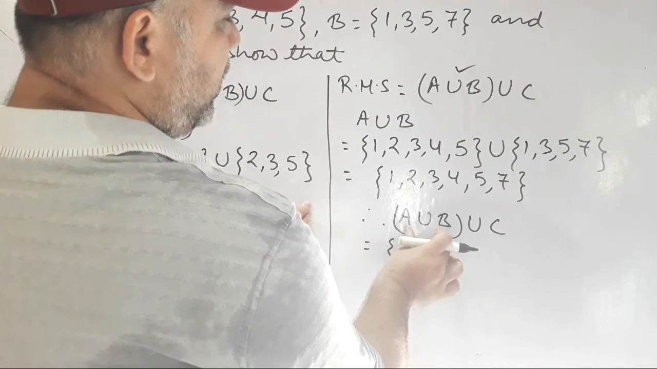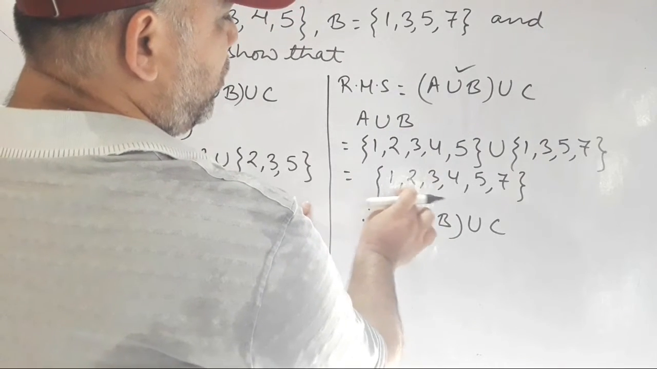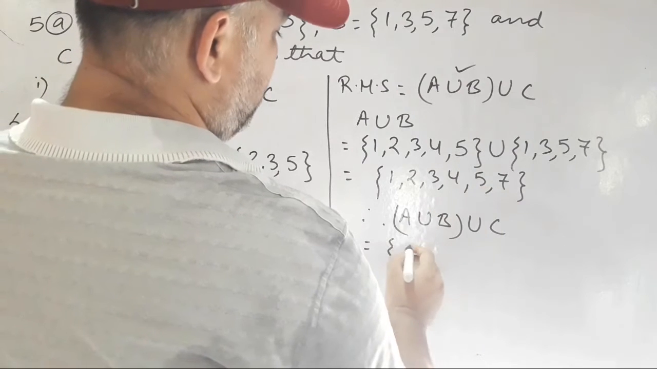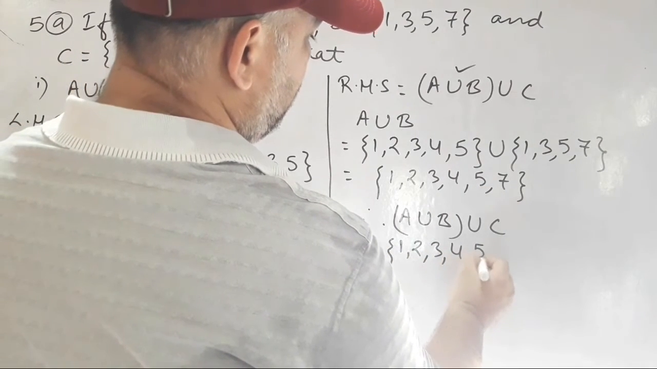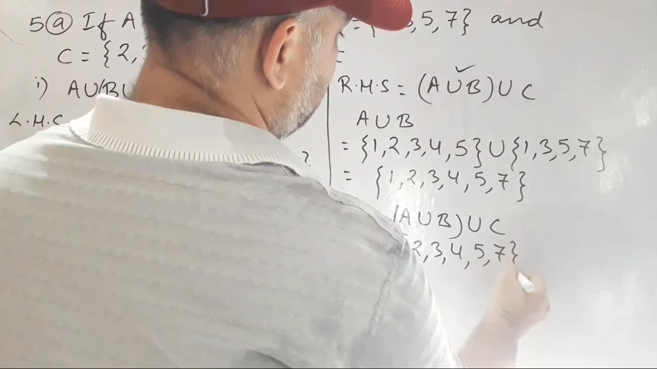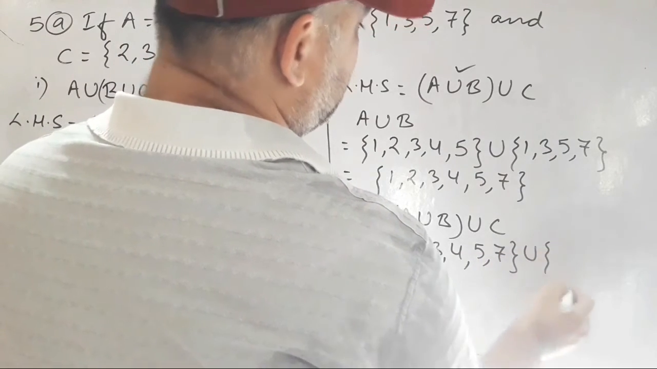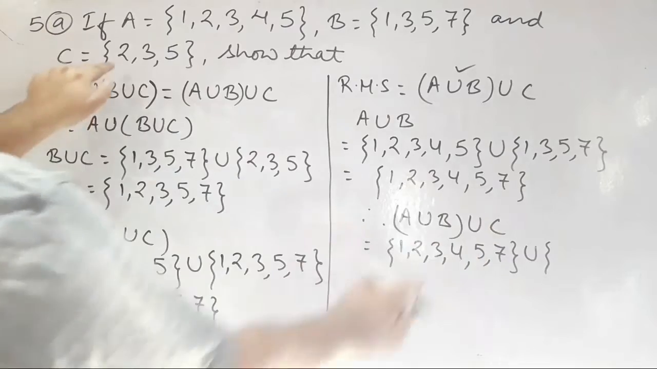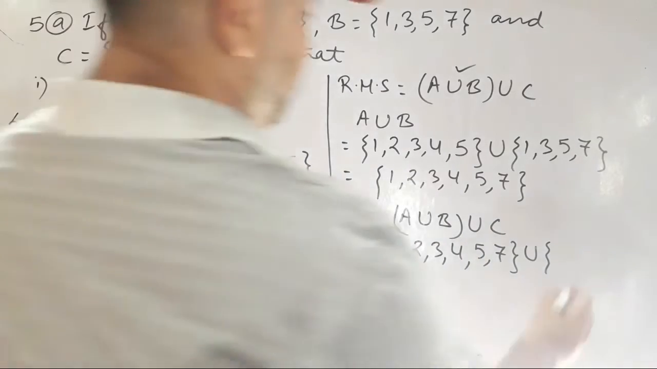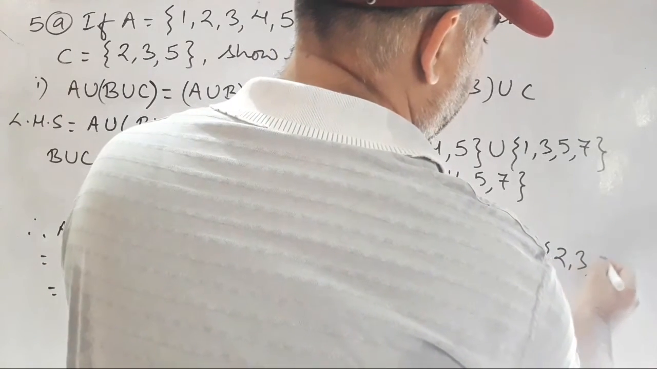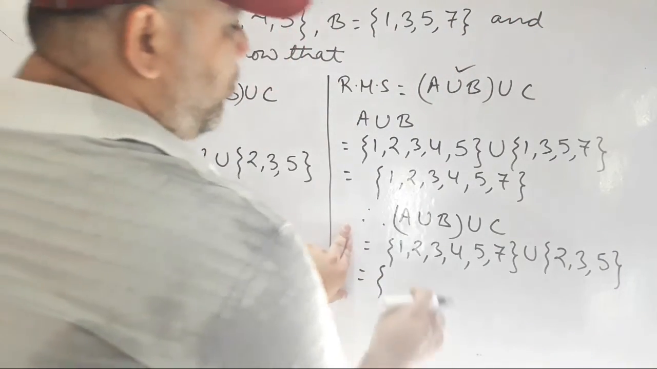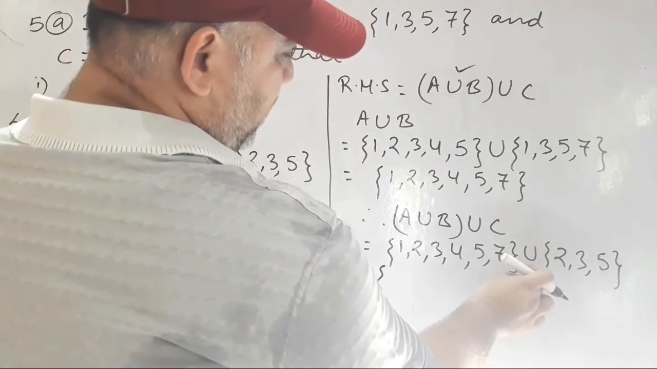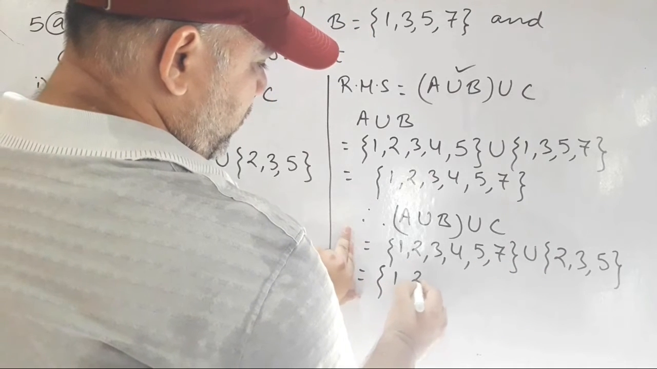What are the elements of A union B? We just found 1, 2, 3, 4, 5, 7. Union. Now the elements of set C, 2, 3, 5. We'll combine all the elements since it is the union.